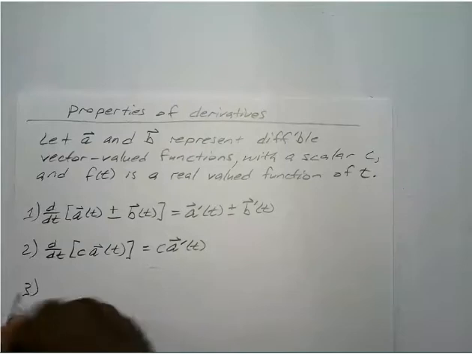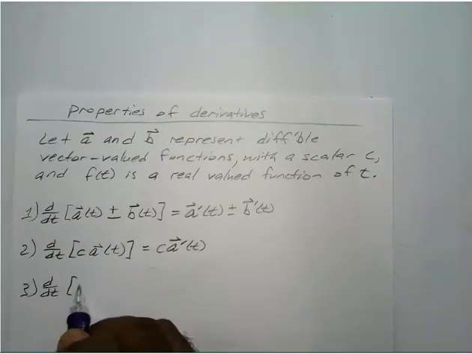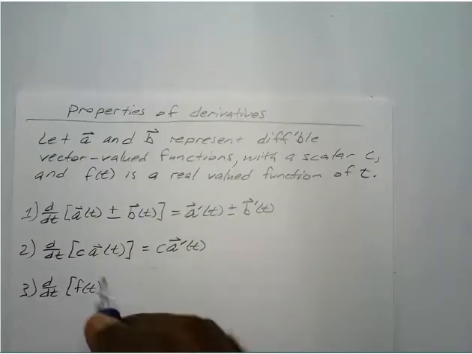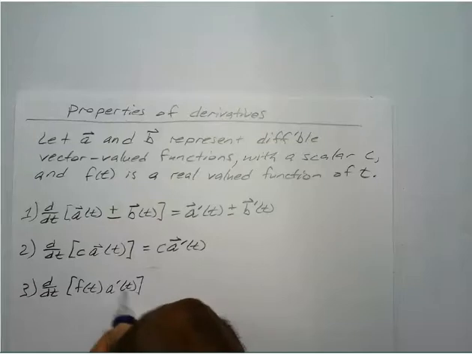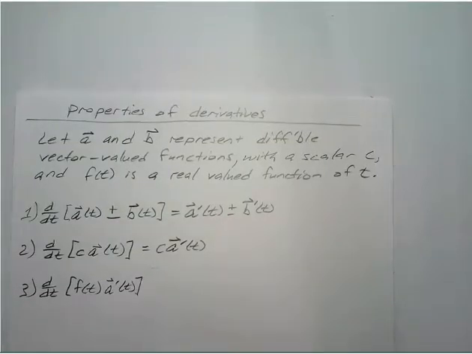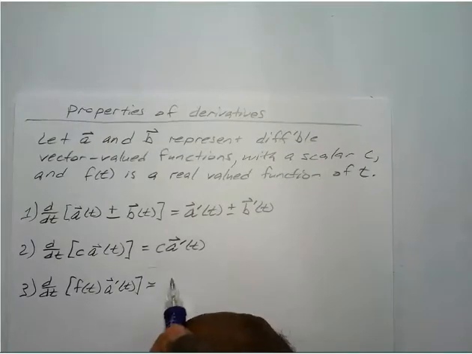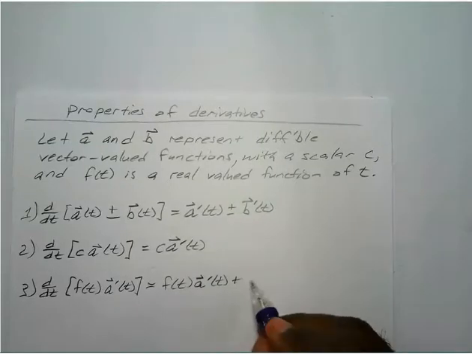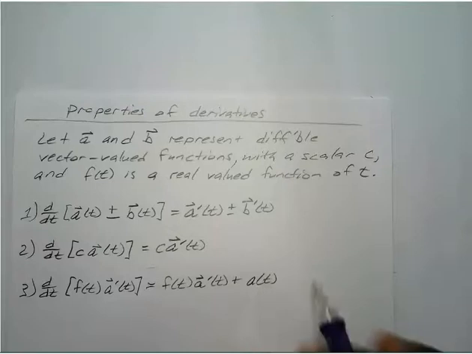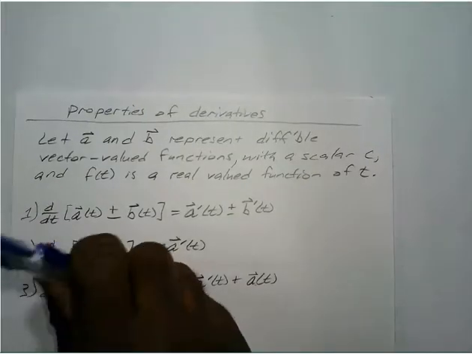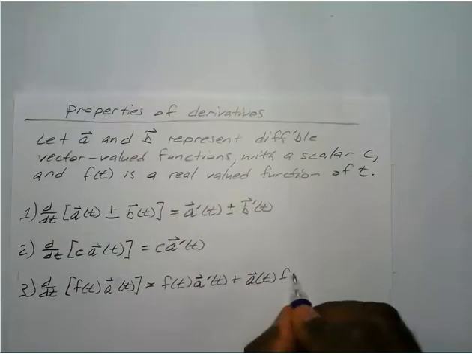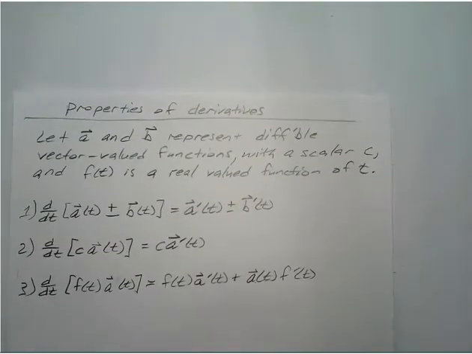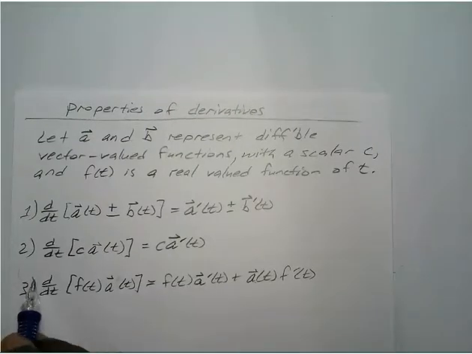Okay, so going on to the third one, you have the derivative with respect to t of a real valued function times a vector valued function. Okay, no dot product, just straight multiplication. Okay, that's equal to the first times derivative of the second plus the second times derivative of the first. Or the a of t, not the derivative. I don't know why I put that derivative there when it should have been there. But this is your formula for that one.